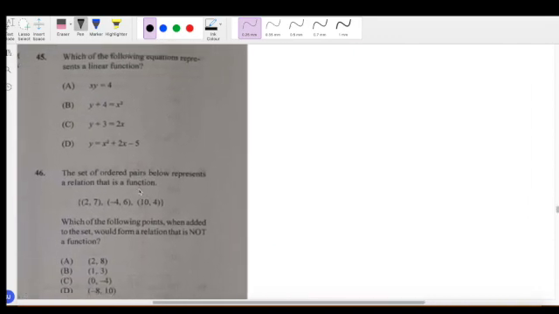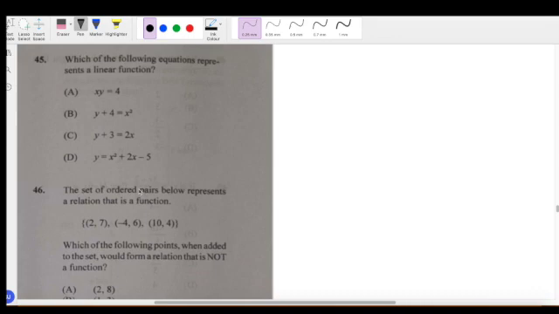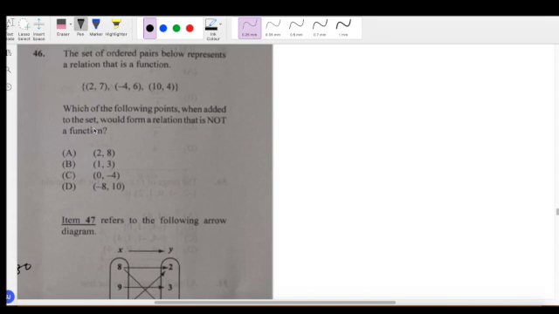Which of the following equations represents a linear function? Well, we do not want x multiplied by y, that is not linear. We do not want x squared, that is not linear. So this is x squared, that is not linear. This here is linear. The set of ordered pairs below represents a relation that is a function.